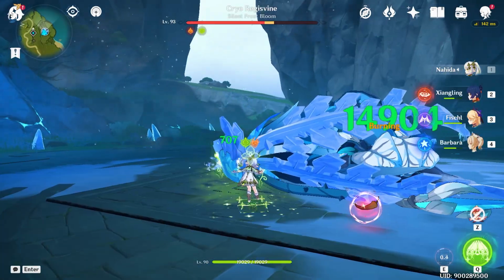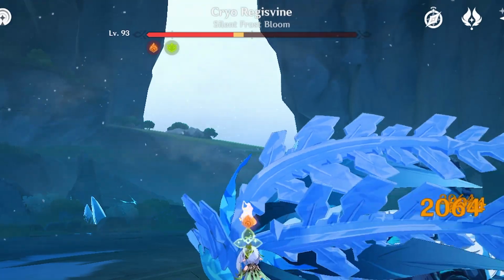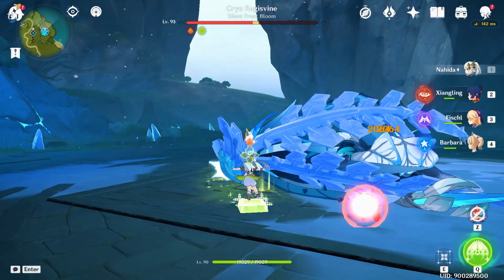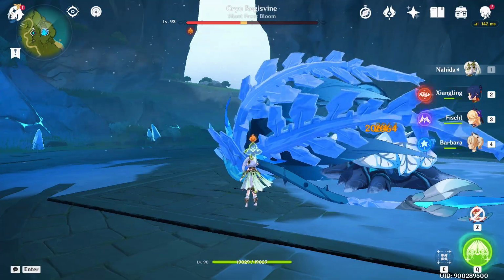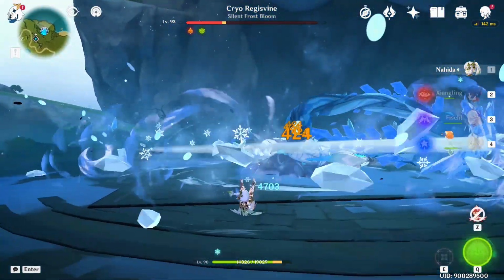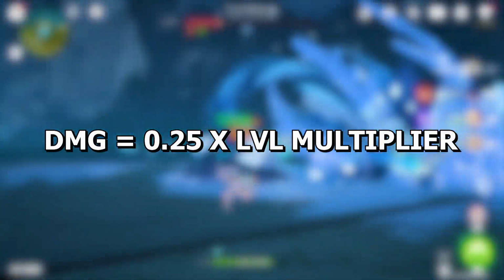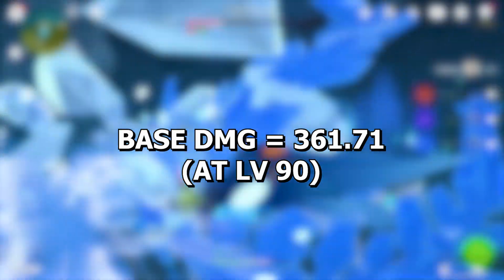Burning will apply a Burning Aura which appears as an animated version of Pyro Aura and will coexist with the underlying Pyro and Dendro auras. The Dendro aura will be steadily consumed while burning. The burning state requires both the burning and Dendro auras to maintain and will end if one of them is depleted. Burning damage is calculated as 0.25 times level multiplier and the base damage of burning at level 90 is 361.71.